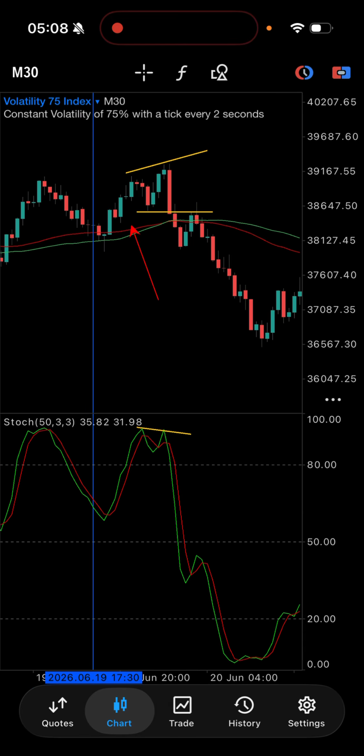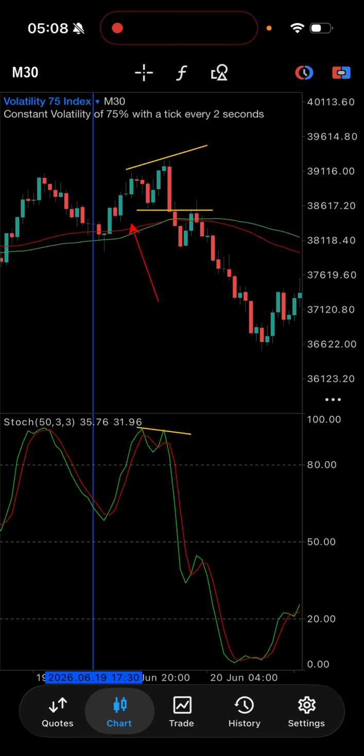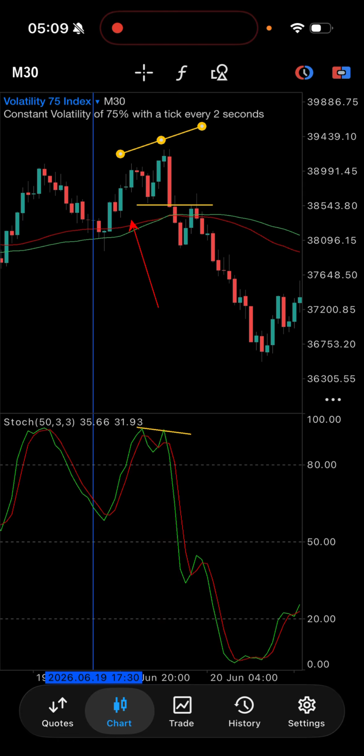So I've marked out some of the trades I took using the strategy. So I'm using this particular account. It's not my trading account. So now let's get into it.